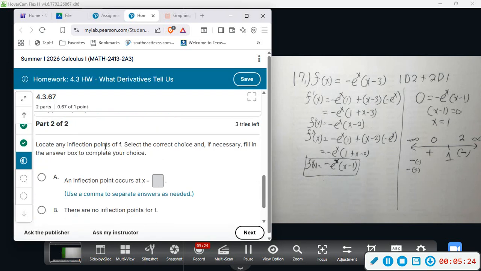All right, and then it wants us to locate inflection points. So the inflection point was at x equals 1.